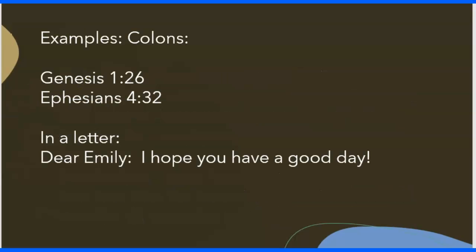So let's first take a look at colons. Here's what I was referring to before, the scripture references, Genesis 1:26. There's your colon. You guys have probably learned how to correctly write scripture references, but this is an example. And then in the letter, Dear Emily, colon, I hope you have a good day. So it just shows you some very practical uses for the colon.